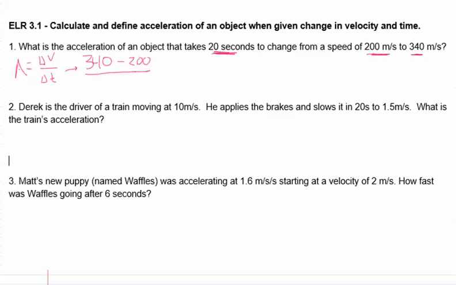Okay, then we put that over time. It tells us that it takes 20 seconds. When we plug that into our calculator and solve, we get 140 divided by 20, and that is going to be 7. Now let's not forget what we're solving for. We're solving for acceleration, and those units are meters per second per second.